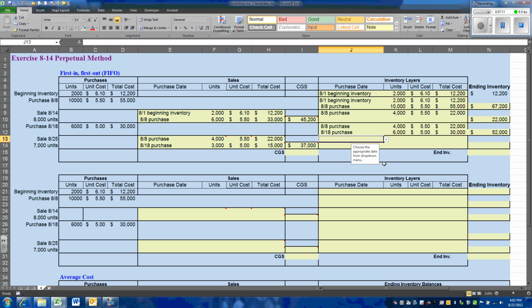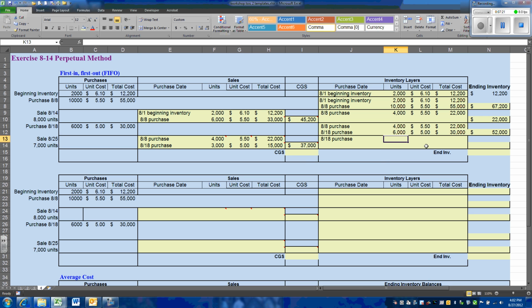and our new layer of inventory will only consist of our August 18th purchase. We've used up all of the August 8th. We have 3,000 units remaining. We started with 6,000, sold 3,000 at $5 each. And our new ending inventory will be $15,000.